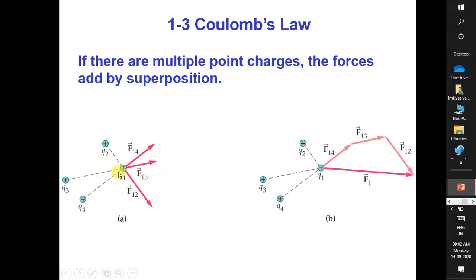So this is F14. It means how much force is applied on Q1 due to charge Q4. This is represented as vector F14. This is also a vector F13, and this is also F12. Similarly, we get the final result of F14, F13 and F12 in the same direction. So F1 is equal to the resultant force applied in this direction.